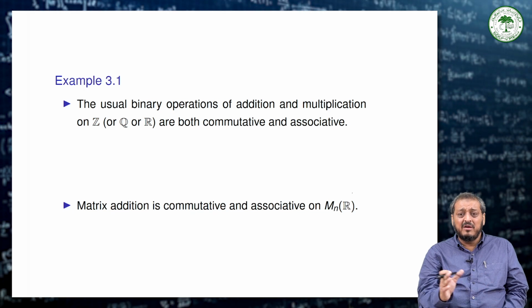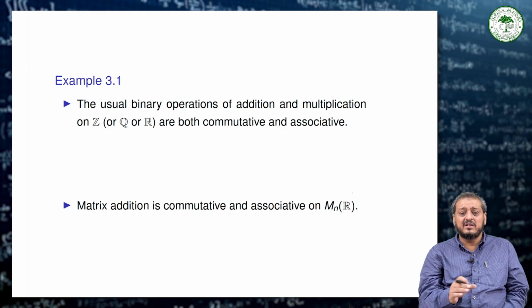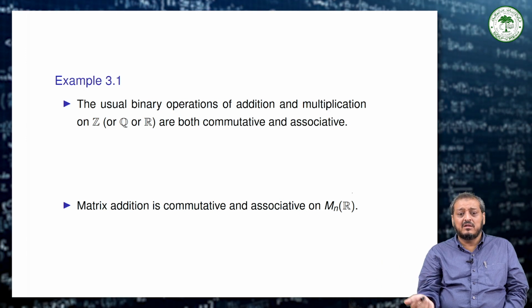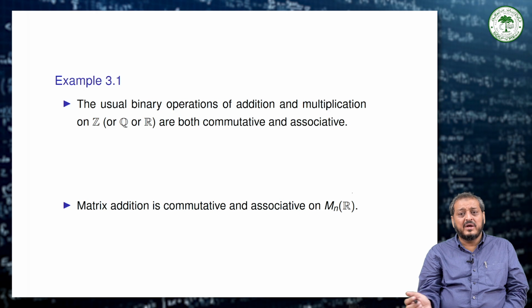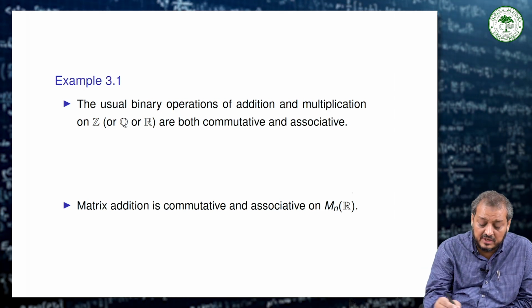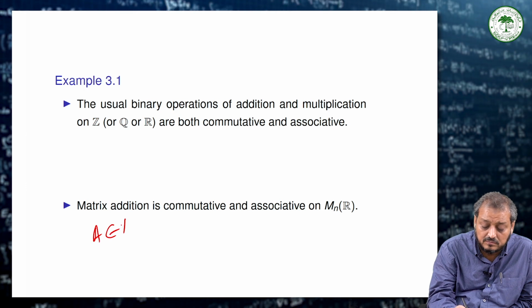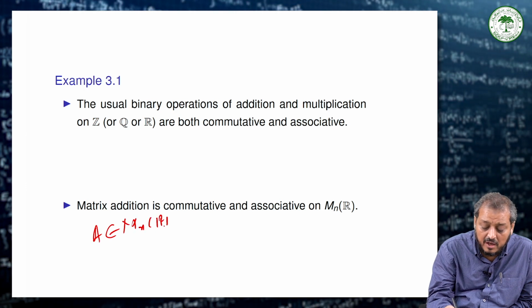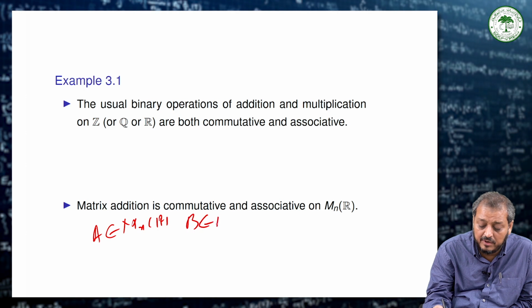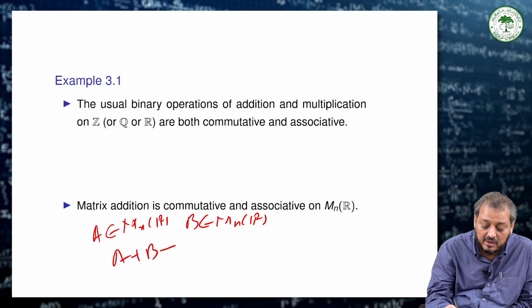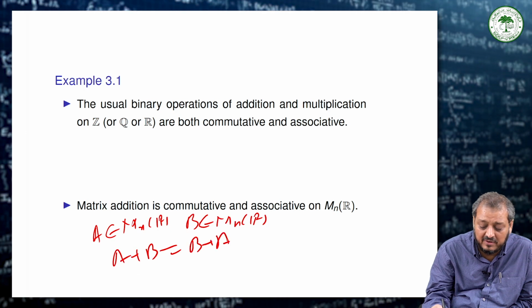We already proved that matrix addition is a binary operation, and we can also say that addition of two matrices is commutative. If A is a matrix in M(R) and B is also an element of M(R), then A plus B is the same as B plus A. It is trivial.